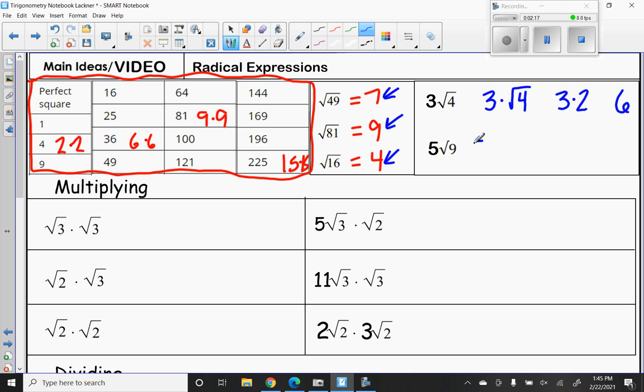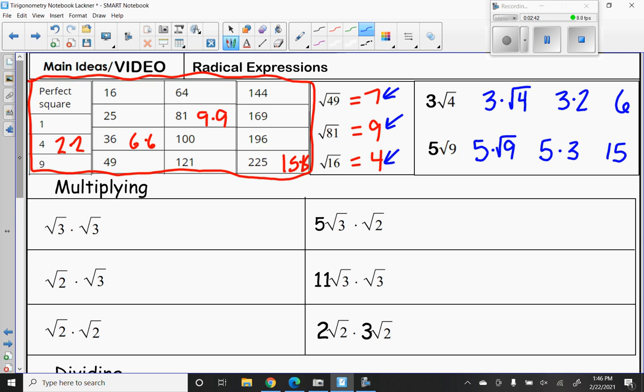So this is really 5 times the square root of 9. 5 radical 9 cannot stay 5 radical 9. We have to reduce it. The square root of 9 is the whole number 3. 5 times 3 becomes 15.